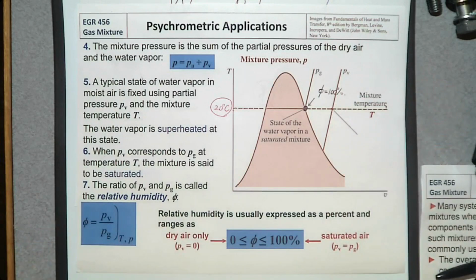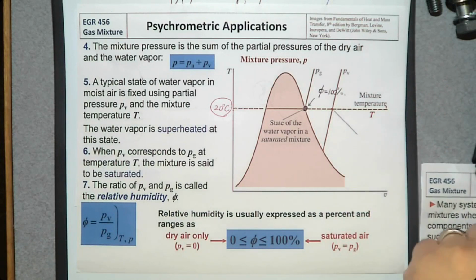If you have more water at this temperature, then only up to this point is water going to be present in the air. The excess amount is going to condense and become liquid water, okay? And if we decrease the amount of water vapor, this point moves to the right, and the relative humidity decreases when we go in this direction, okay?